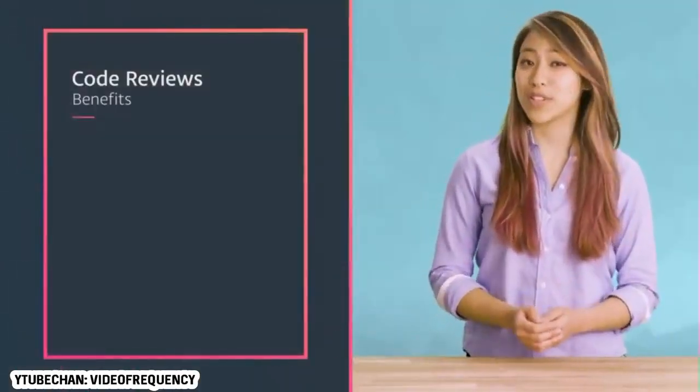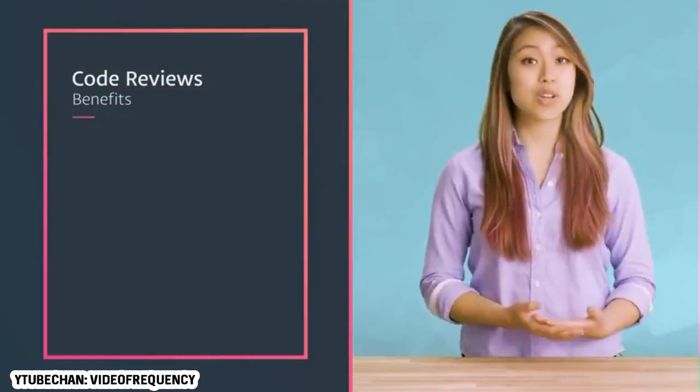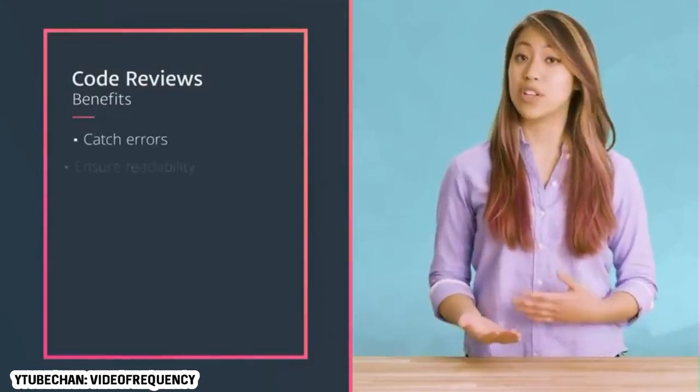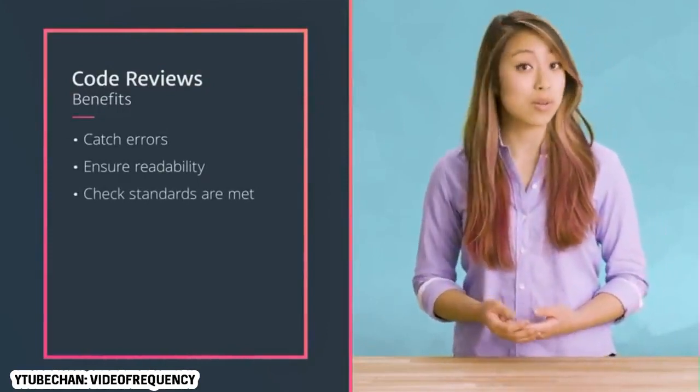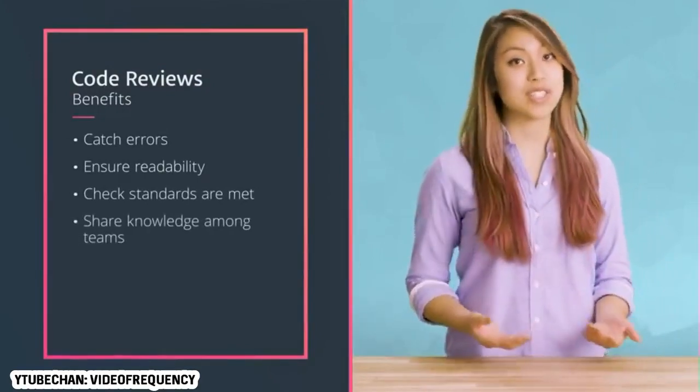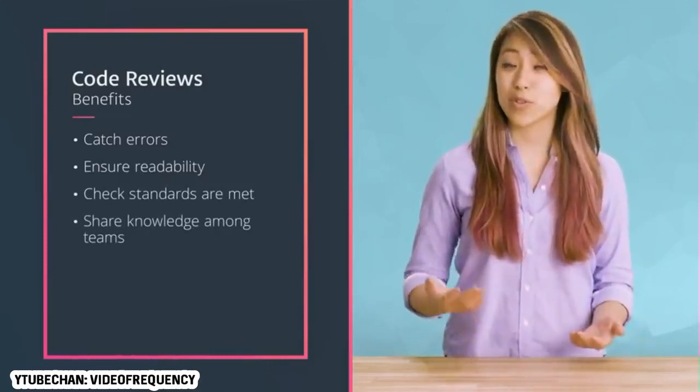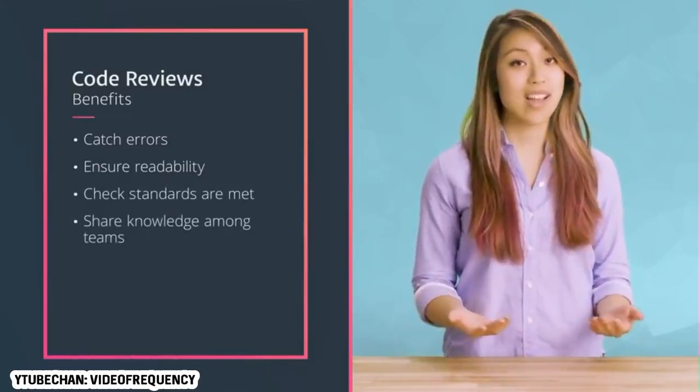Code reviews are a common practice at work, and for good reason. Reviewing each other's code can help catch errors, ensure readability, check that standards are being met for production-level code, and share knowledge among a team. They are beneficial for the reviewer, the reviewee, and the team.